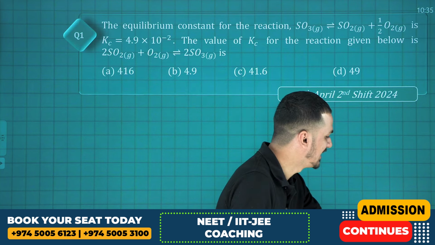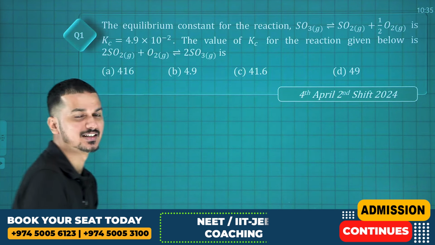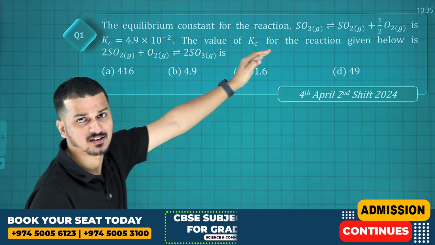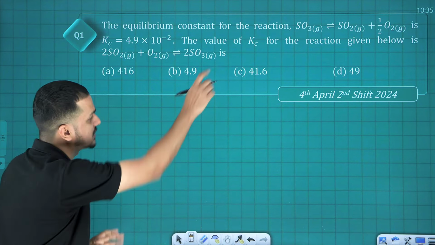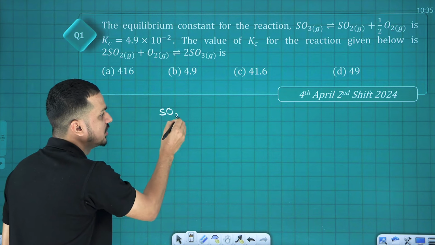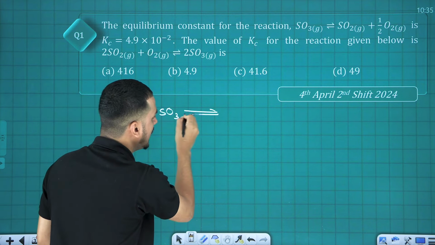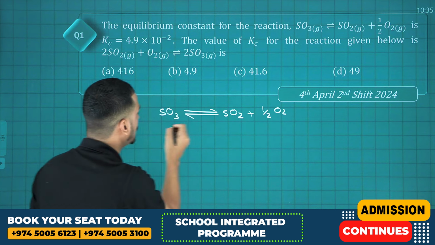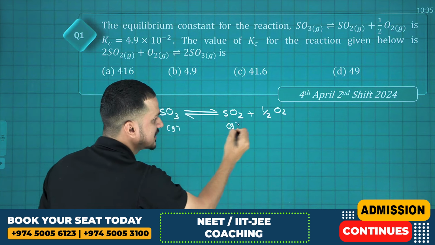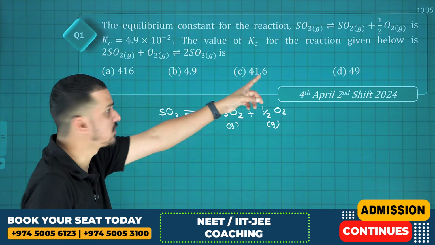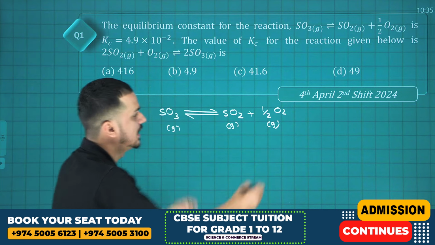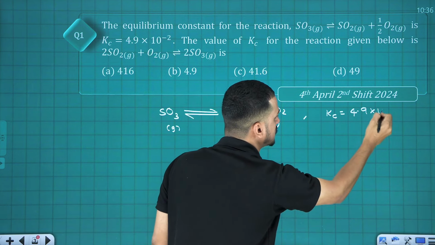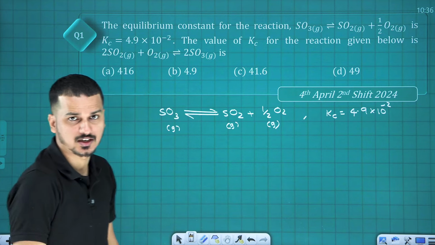Come on. So this is the first question, dears, which they asked in 2024. The equilibrium constant for the reaction: SO3 reversibly gives SO2 plus half O2. SO3 is a gas, this is a gas, this is also a gas. Its equilibrium constant is given as Kc equal to 4.9 into 10 raised to minus 2.